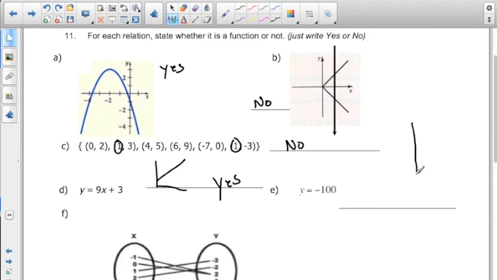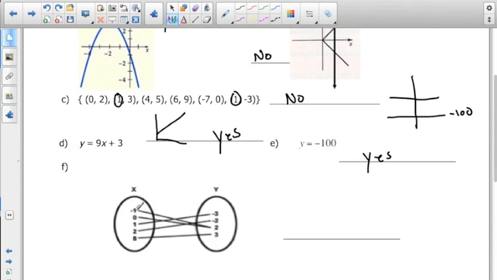This we can see if this is our Cartesian plane. We have negative 100. That's going to be our negative 100. Only one line will pass through, so yes, it's going to be a function. And if we look here, for each x, there is at most one y. Yes, it's a function.